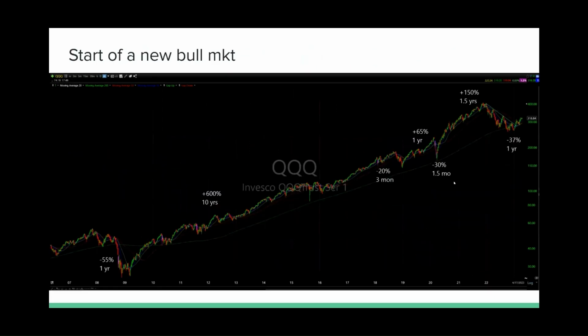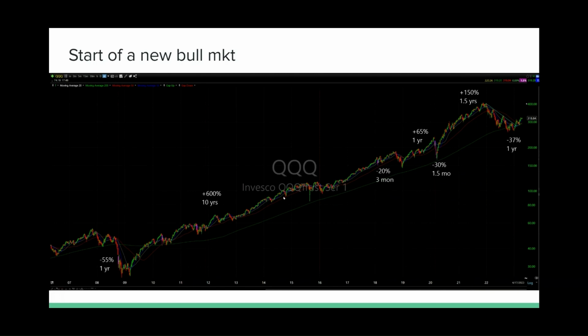Okay, now the third condition for when I would position trade versus swing trade is if we're at the start of a new bull market. So a bear market technically is when the indices go down 20% or more. And once that happens and the market starts to turn, it usually has the potential to roar back and go up 100% or even more.